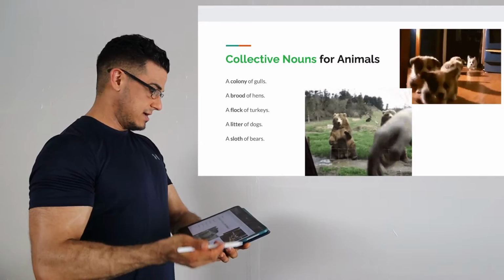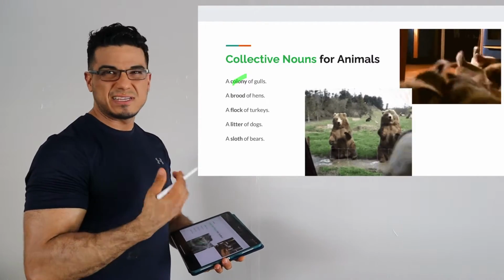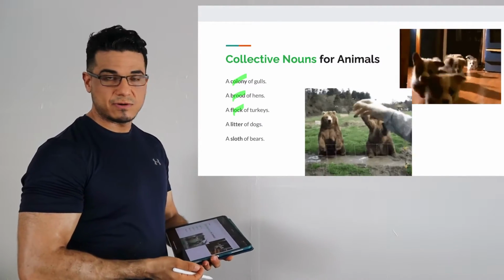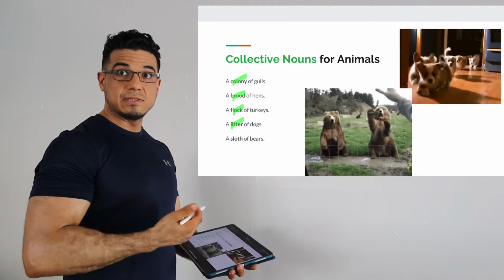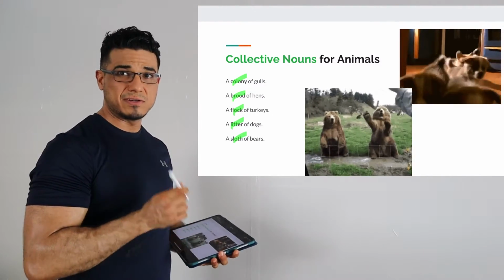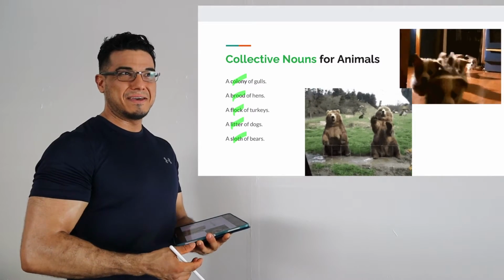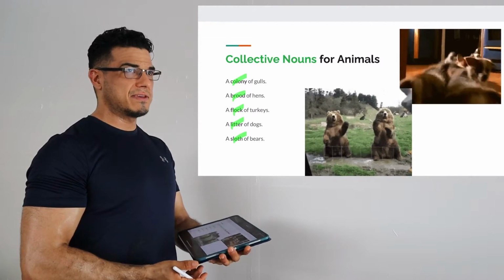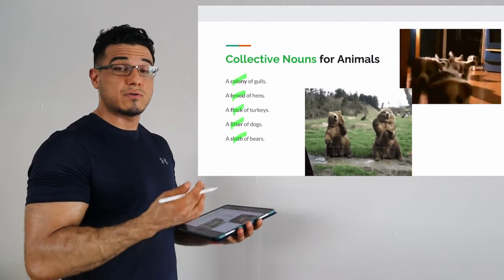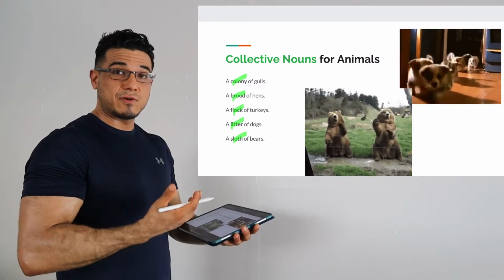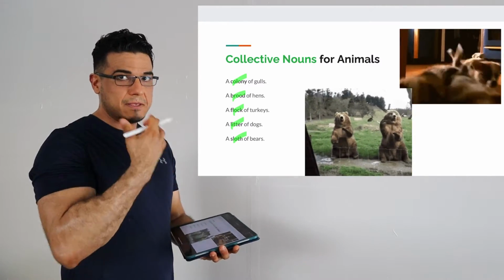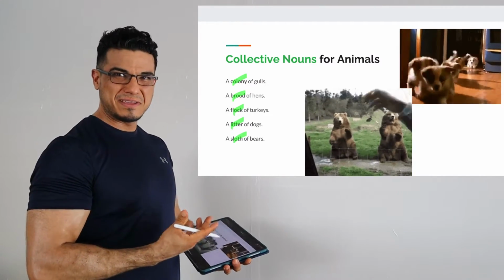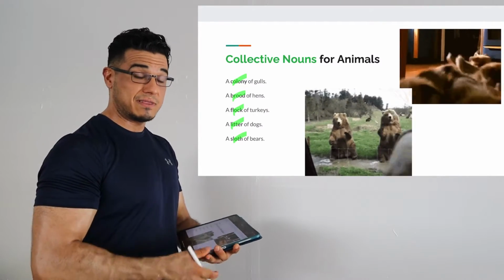Now for animals, you could say a colony of gulls, like seagulls, a brood of hens, a flock of turkeys or a flock of birds, a litter of dogs or a litter of cats, a sloth of bears. This is one I had to Google. The collective noun for bears is in fact sloth, which was kind of interesting. Oh, and the collective noun for crows, even though a crow is a kind of bird, is murder, so a murder of crows. You're welcome to search the collective nouns for an animal or an object you're thinking of, and I'm sure you may end up being surprised by what you find, like I was.